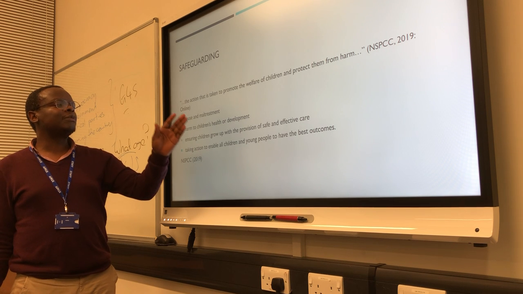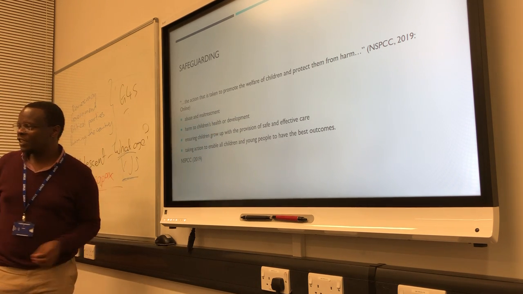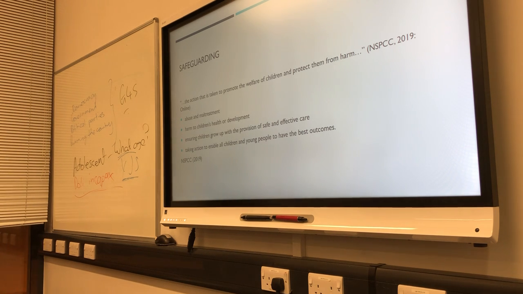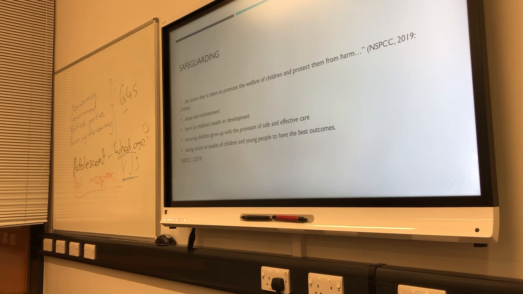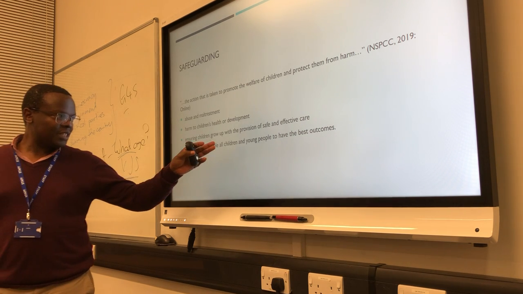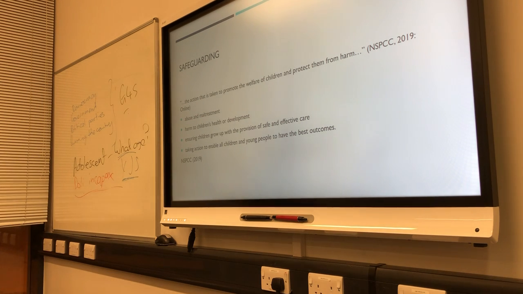Ensuring children grow up with the provision of safe and effective care is also part of safeguarding. It doesn't matter where it is, it could be in health, education or care, children must grow up safe, right? There must be a provision of safe and effective care.